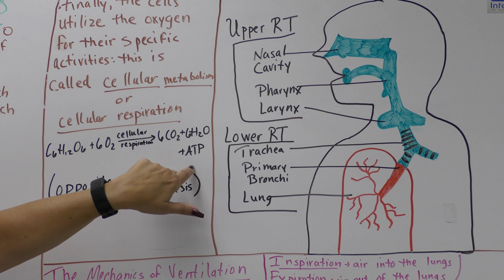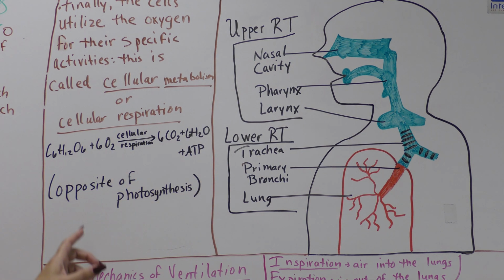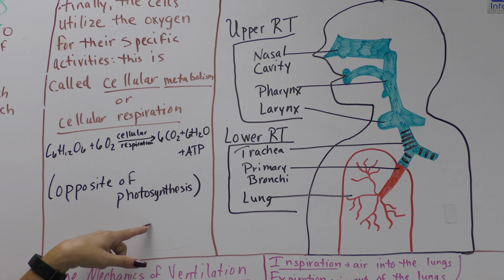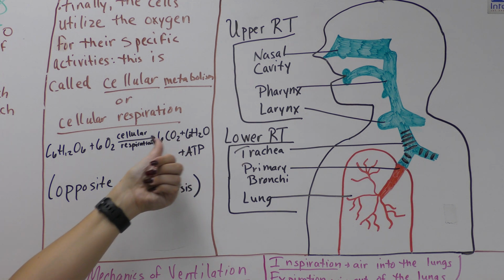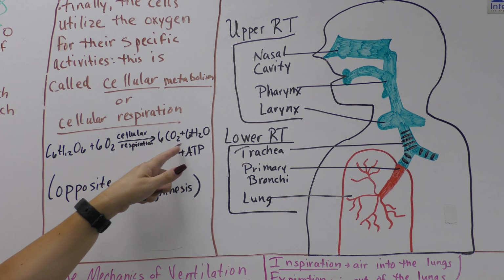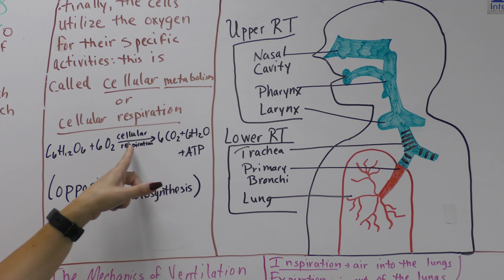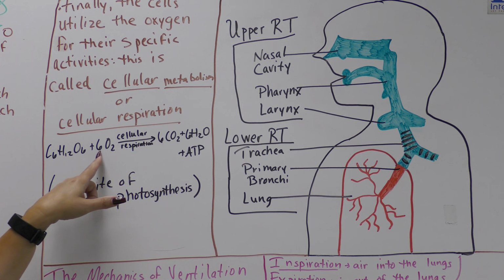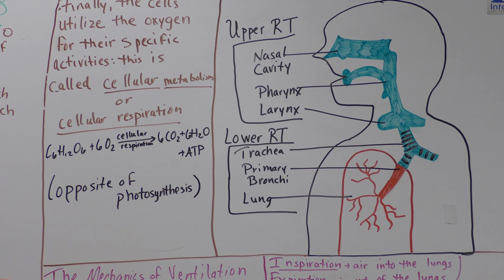ATP is cellular energy. Everybody in biology knows the mitochondria produce ATP, right? And this equation is actually the opposite of photosynthesis. If we look at it in this direction and we use carbon dioxide and water, and we get glucose and oxygen, that's photosynthesis. So they're just the same reaction, backward and forward.